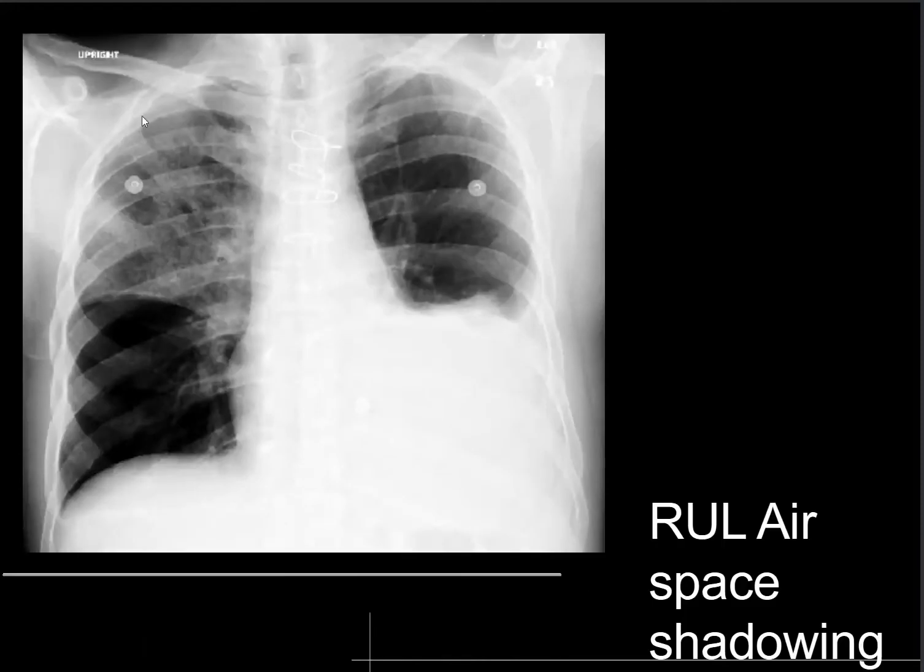Here is a right upper lobe airspace shadowing. So again, it's a lobar distribution. It hasn't quite crossed the fissure into the right middle lobe and right lower lobe. So the airspace opacification is confined to the lobe, and it suggests infection. And here we have a left-sided large pleural effusion.